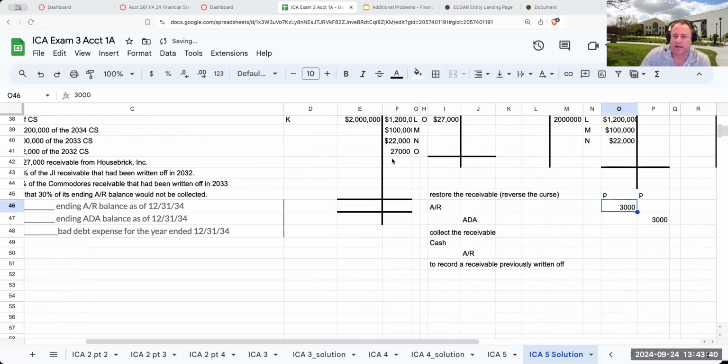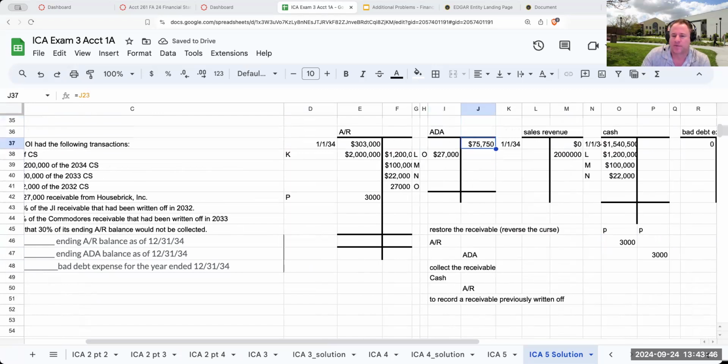When I go through and do this, I'm going to debit accounts receivable. I have to restore the receivable. I come up here to my allowance for doubtful accounts. I am restoring the receivable. Then I have to show the receivable being collected. I'm going to credit AR, and then I'm going to debit cash for that 3,000.